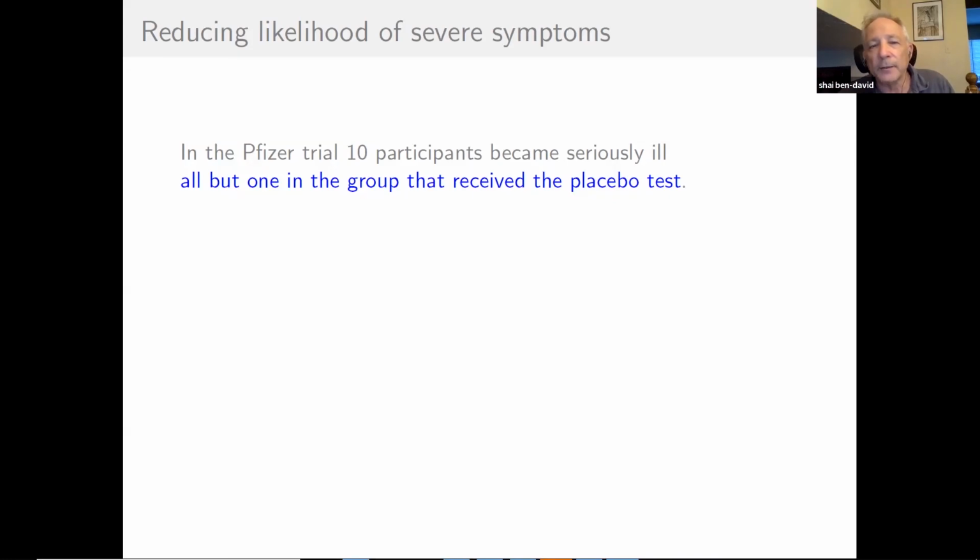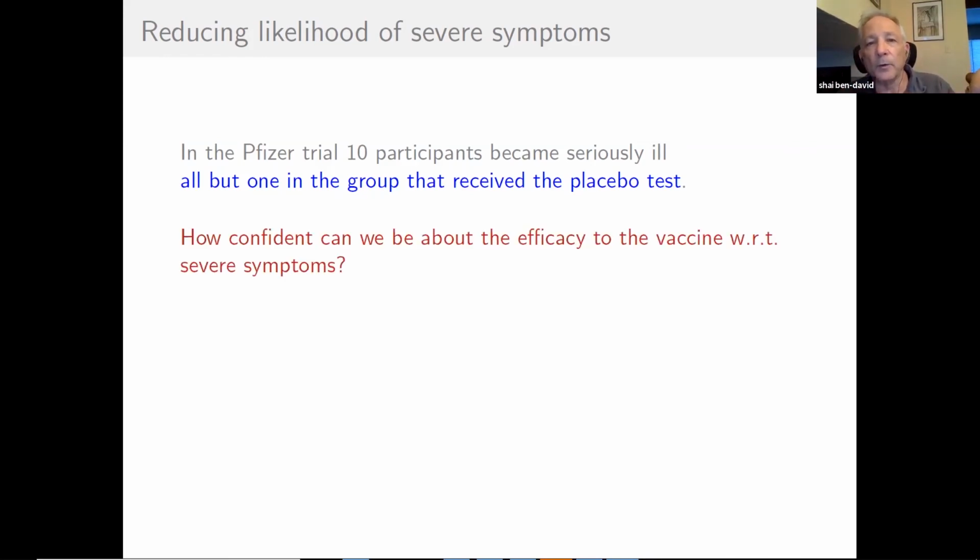So in the Pfizer trial, there were 10 participants that became seriously ill, and all but one of them were in the placebo group. So if we just look at severe cases, what we see is 10 severe cases showed up in the Pfizer experiments, and only one of them got the vaccine. Now we can repeat the same analysis. We can say how confident can we be about the efficacy of the vaccine with respect to severe symptoms.